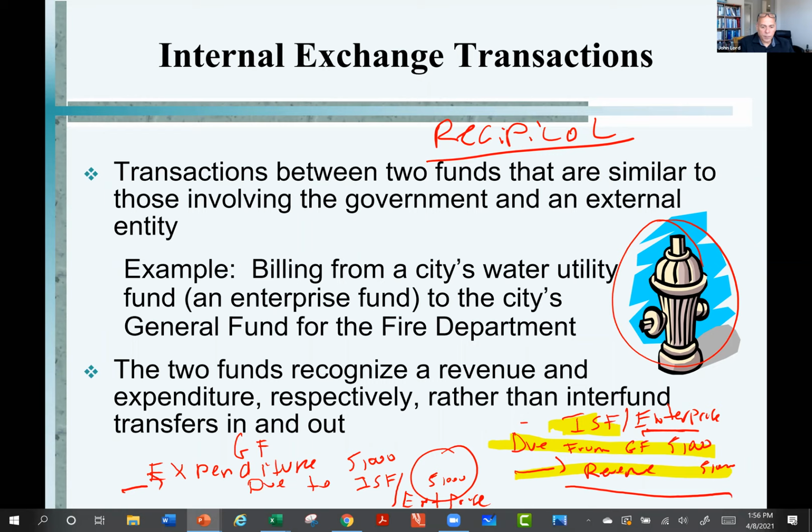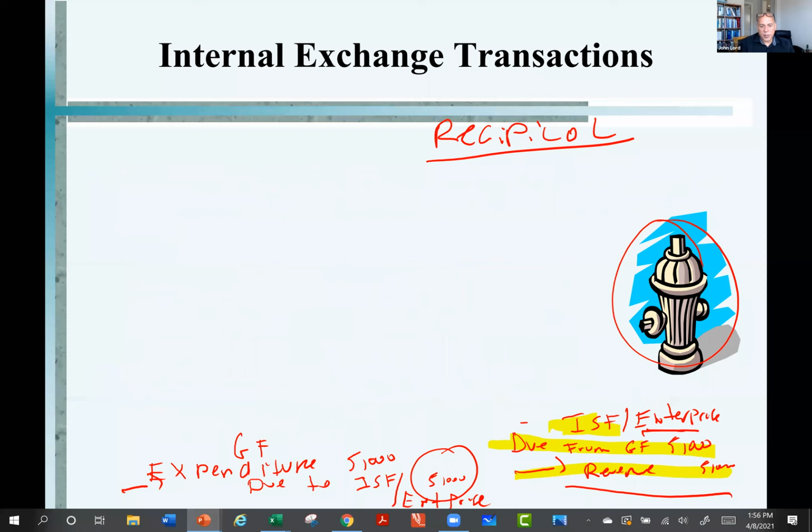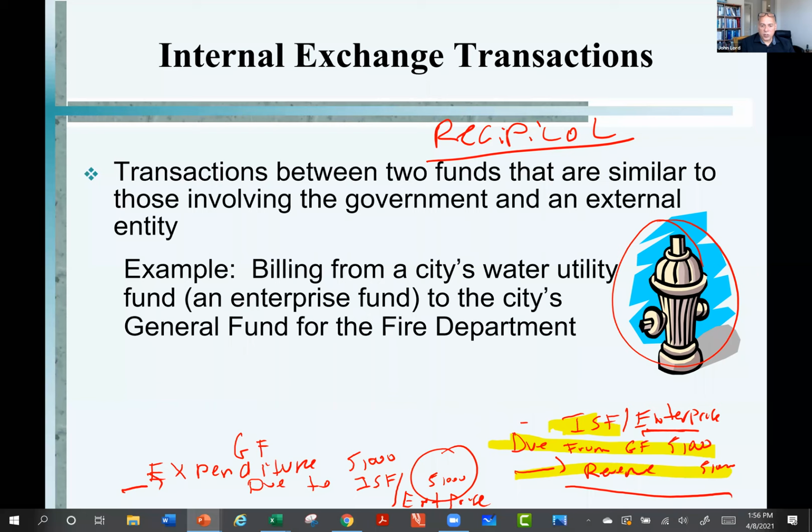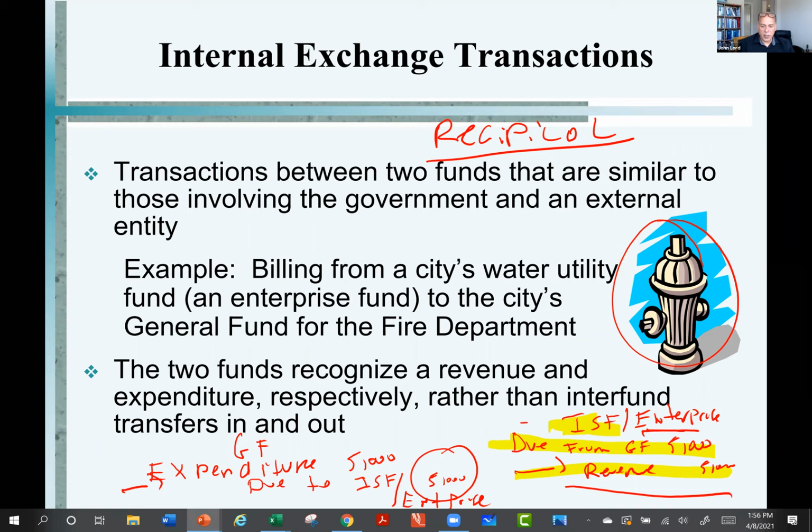Question? Okay, good. So we've got three different ways money can go across. Let's look at that one more time, because I know when you first look at that slide, your eyes probably explode. You have what? You have interfund loans, you have interfund transfers, and you have what? Interfund exchange transactions. Basically, one entity is receiving the service and the other is paying for it. All right.